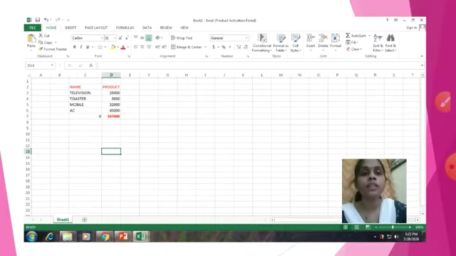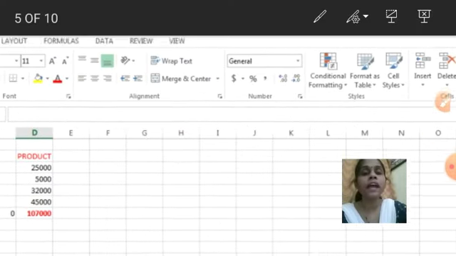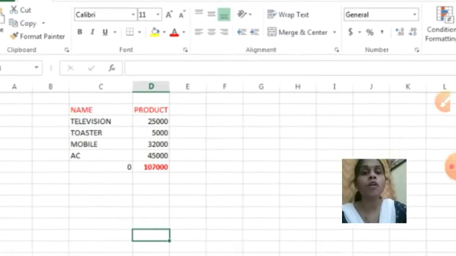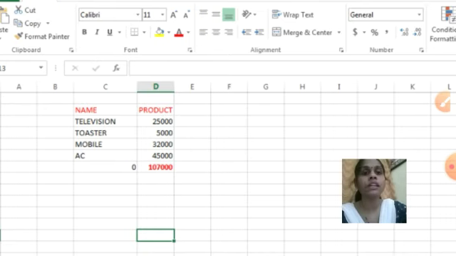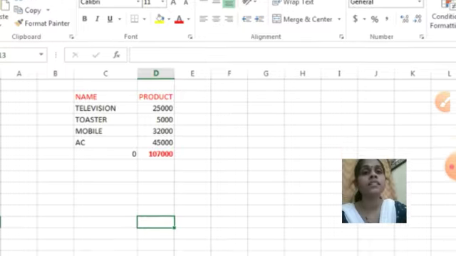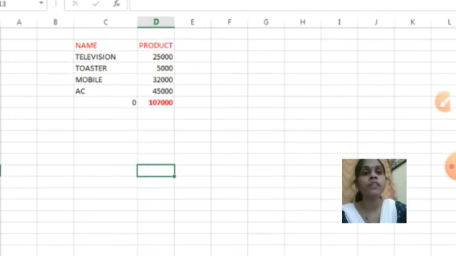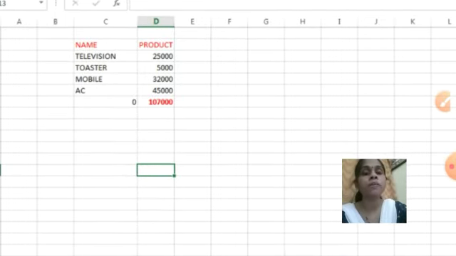Next we will see, now here you will get the answer. You will get the sum of all those numbers which are written in that. See, in the D column you have written D3 to D6, you will get the answer, the addition of all numbers from D3 to D6. Got it?